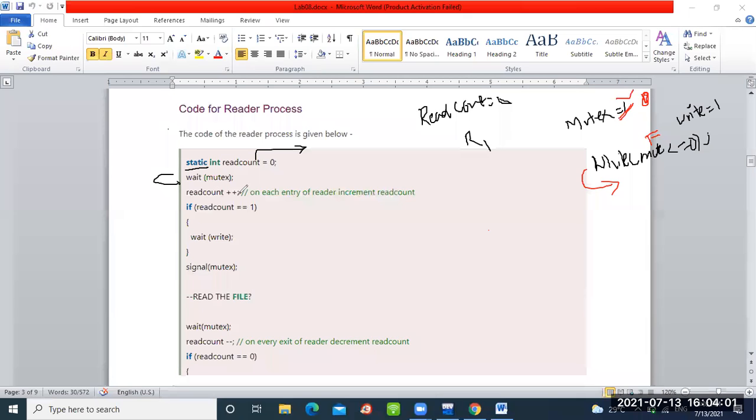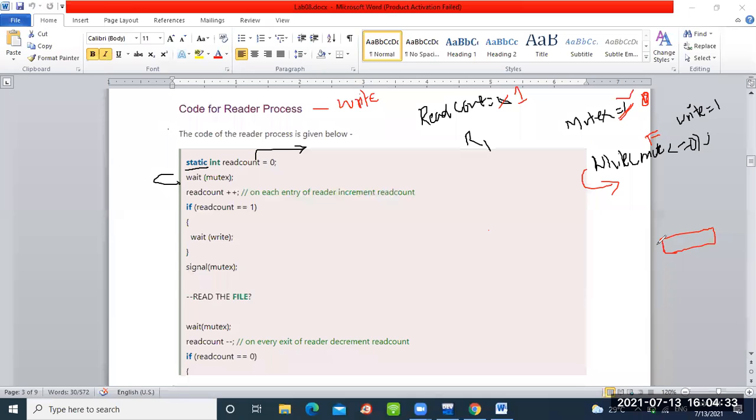Then I will increment the read count: read count equal to 1. So why am I making it 0? If you see the writer process code, if one reader is inside the data set, can I allow a writer? No, we cannot allow this.